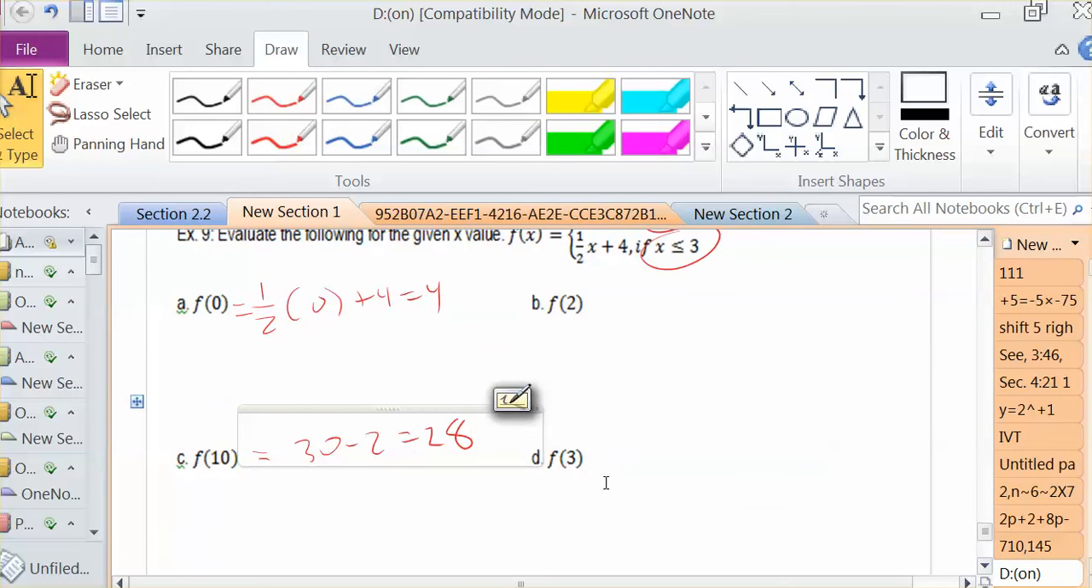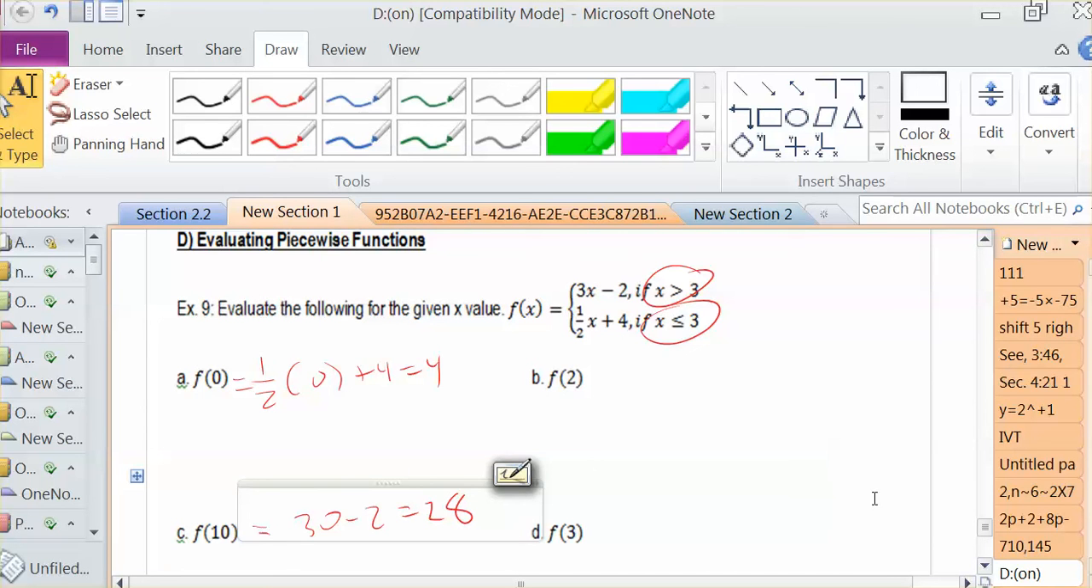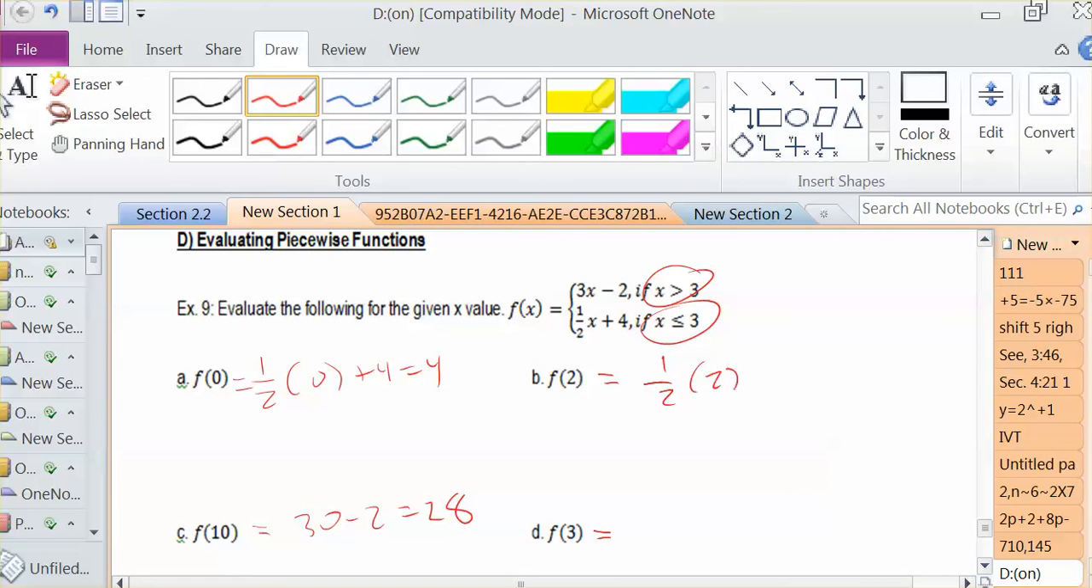Go and try B and D on your own and tell me what you get. You may want to pause the video. Okay, here's what you get. Half times 2 plus 4 is 5. You got to use the bottom one because 2 is less than 3. I'm still going to use the bottom one because x is less than or equal to 3. Half of 3 plus 4, of course, is 5.5.